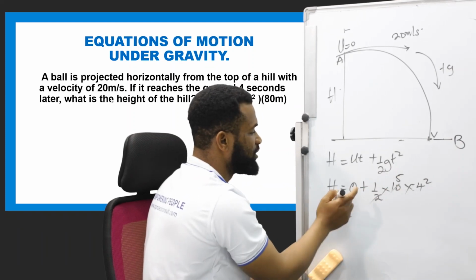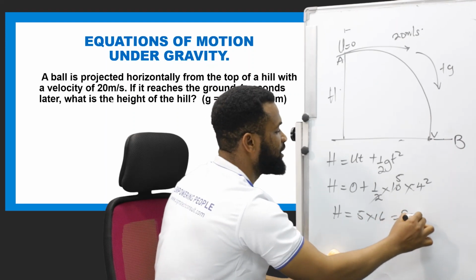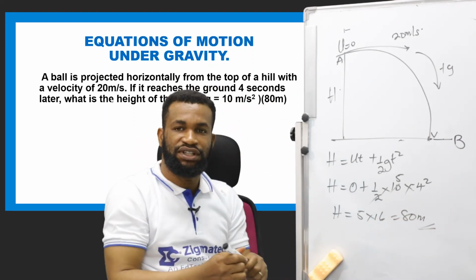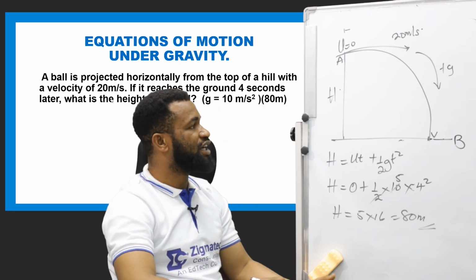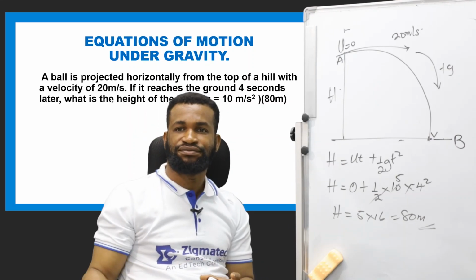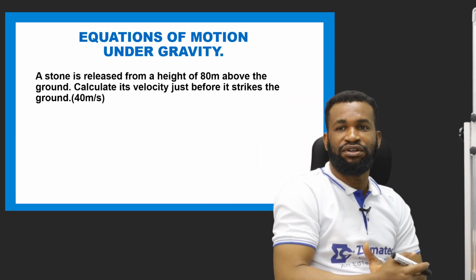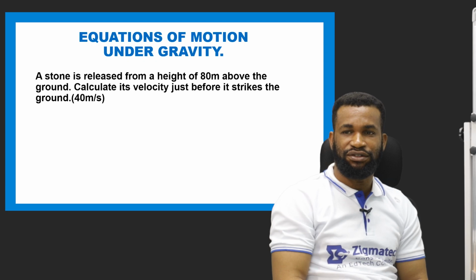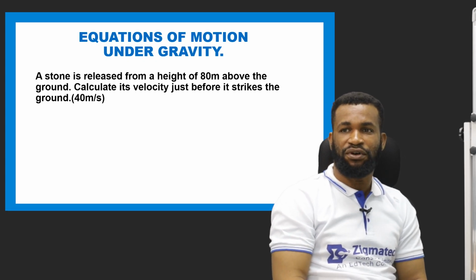H is going to be 0 plus 5 times 16, which is 80 meters. So the height of the cliff or the hill is 80 meters, according to this question. Now, another example: a stone is released from a height of 80 meters above the ground. Calculate its velocity just before it hits the ground.